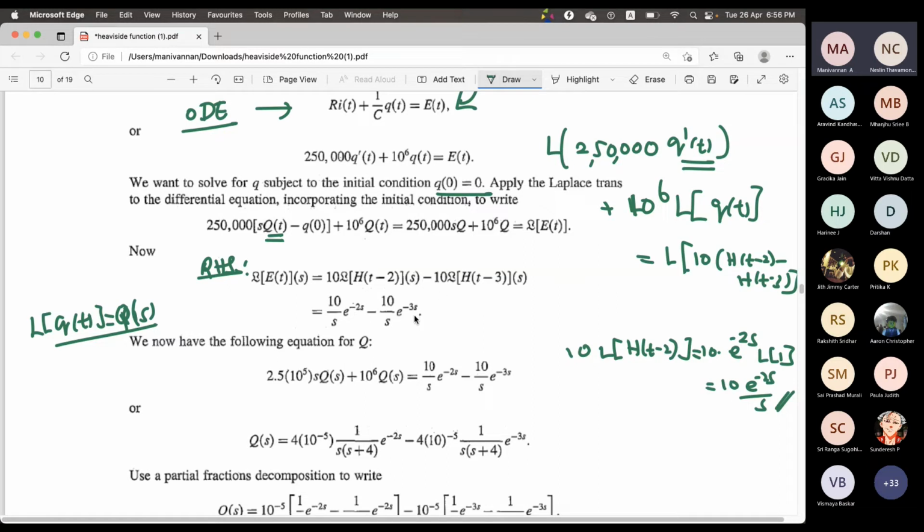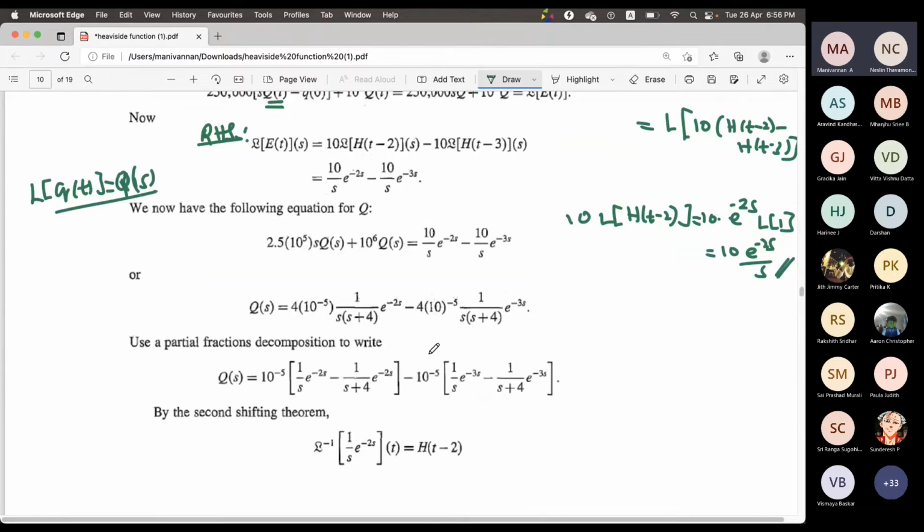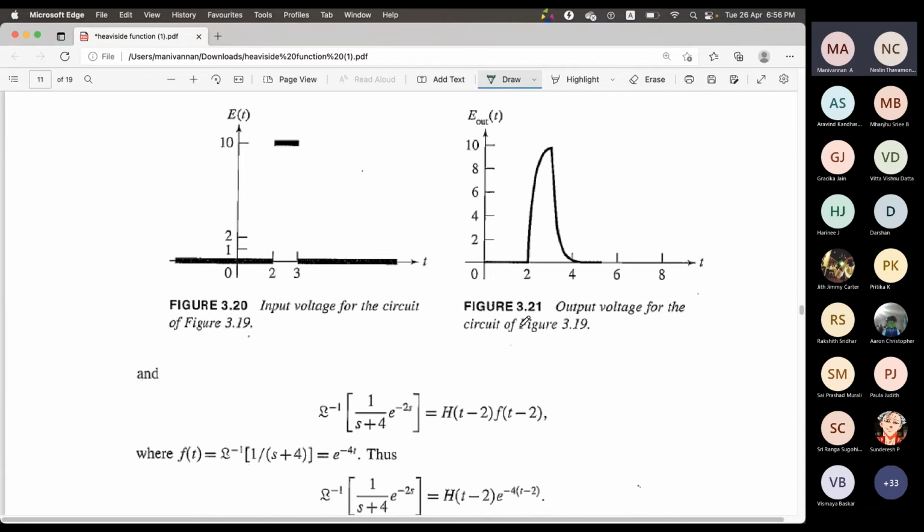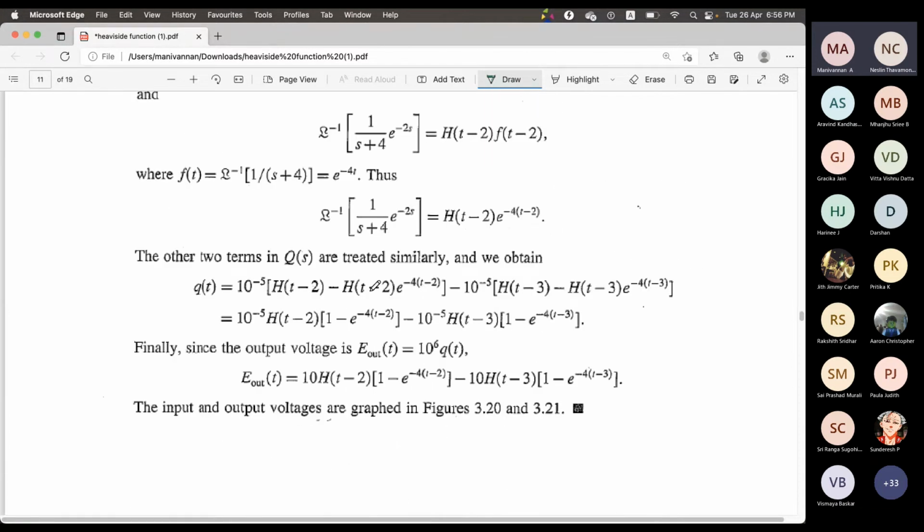And here it is e to the power minus 3s divided by s, and it can be written in this form, 10 to the power 5, 10 to the power 6. So this 10 gets cancelled somehow, and remaining here we have these numbers. Now applying the partial fractions, without this e power minus 2s and minus 3s, solving by partial fractions here and here, totally we have 4 terms. Now using the shifting theorem, we can get the solutions of this problem. Everything can be written in the form of unit step functions like our previous problems.